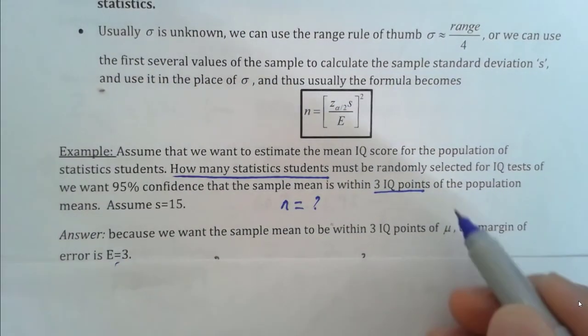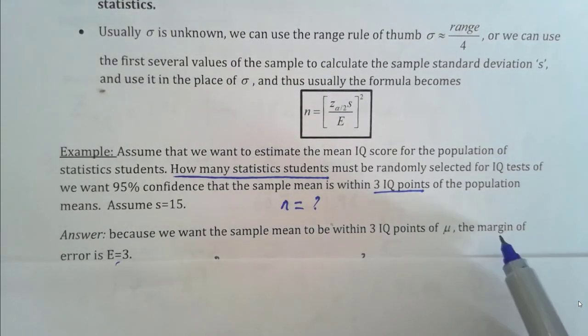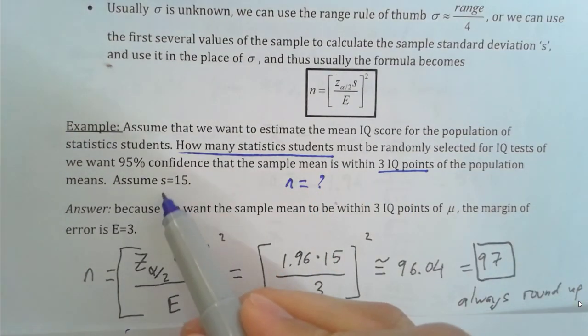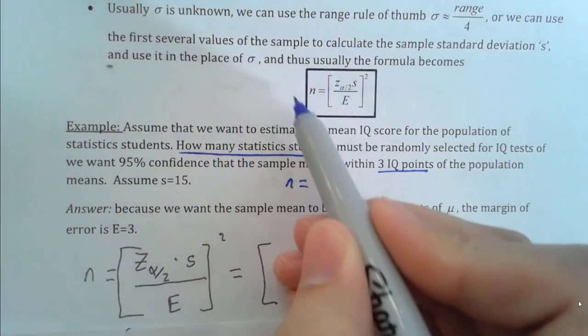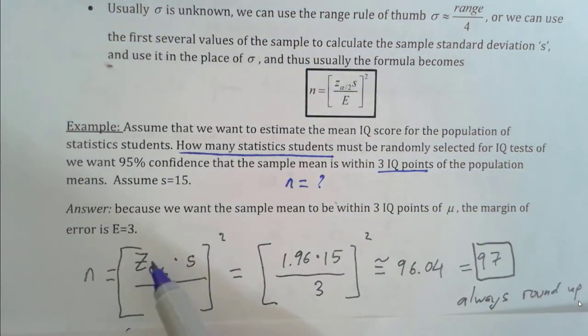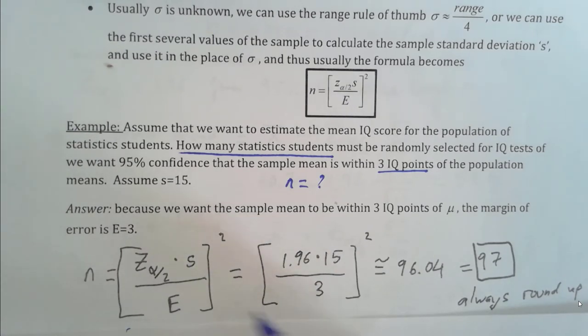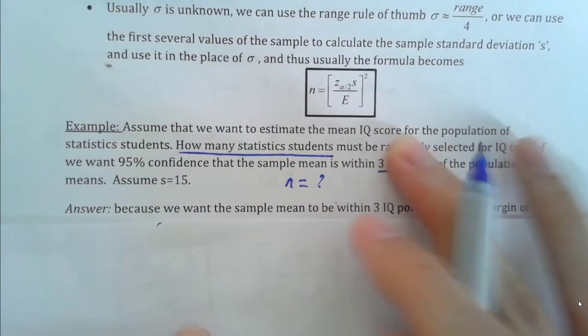Within 3 IQ points of the population mean is the same thing as saying we want the margin of error E to be 3. And because we are given the assumption that the small letter s, the sample standard deviation, equals 15, I use this formula right here to find the sample size n. The s is 15, E is 3. Now z alpha over 2 is 1.96. Now, how do I find that? Well, let's quickly find what z alpha over 2 is.